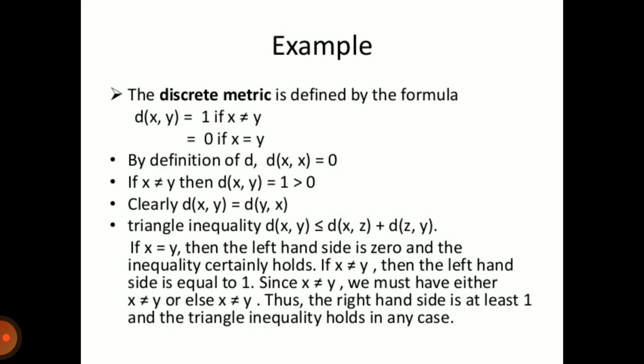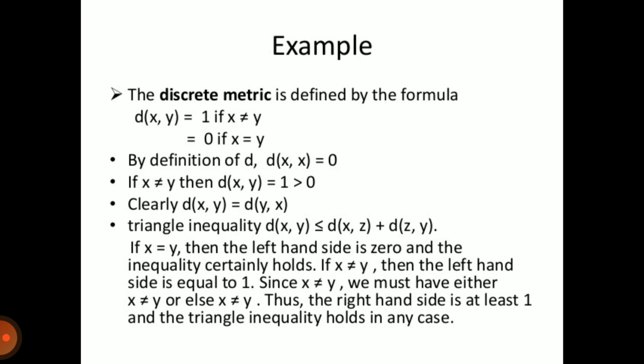Okay, now another example: the discrete metric is defined by the formula d(x, y) is equal to 1 if x is not equal to y, and equal to 0 whenever x is equal to y. By the definition we know that the distance function d(x, x) is equal to 0.